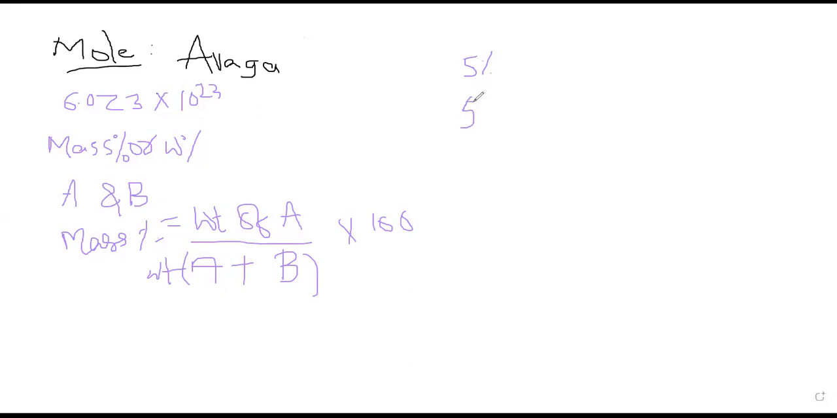Means 5 grams of NaCl is dissolved in 95 grams of water. Am I correct? 5 grams of NaCl, 5% weight percentage of NaCl. Sometimes it is given like this, weight by weight percentage, W by W percentage. What does it imply? It implies 5 grams is dissolved in 95 grams of water.